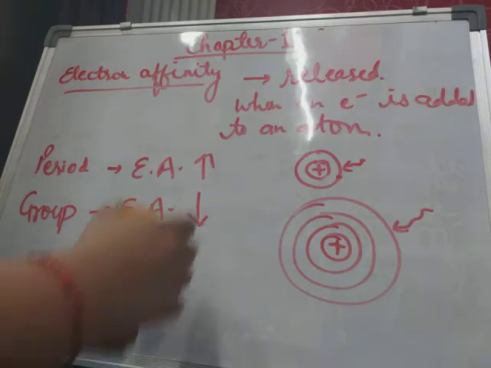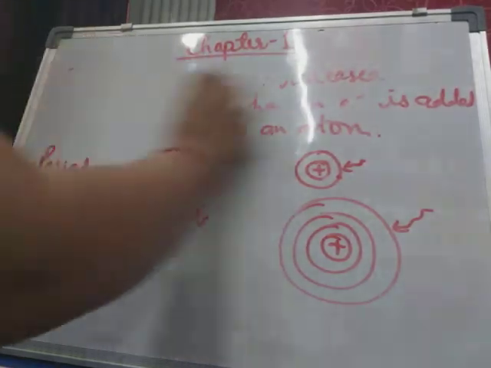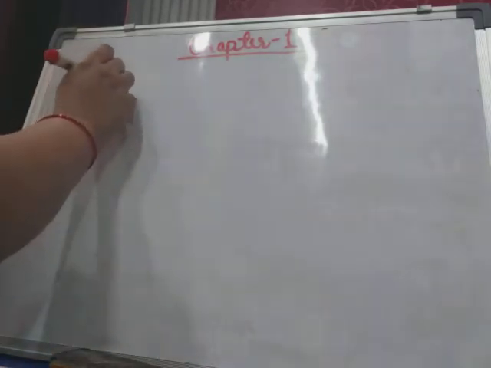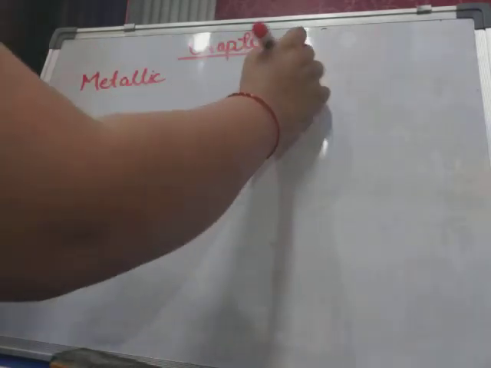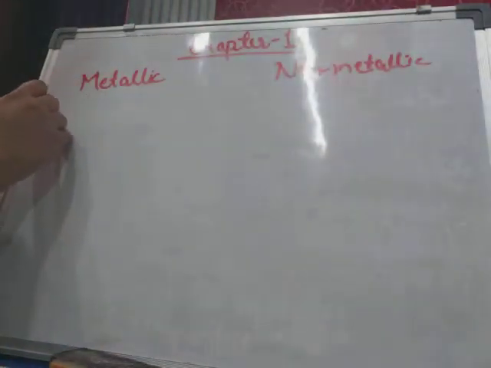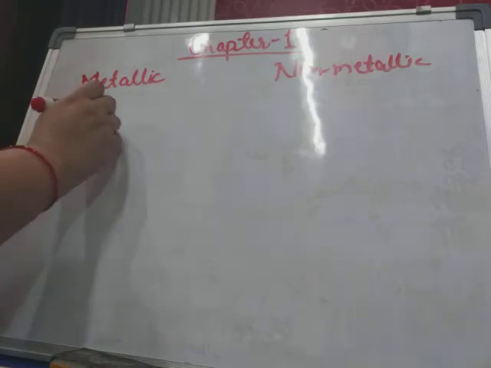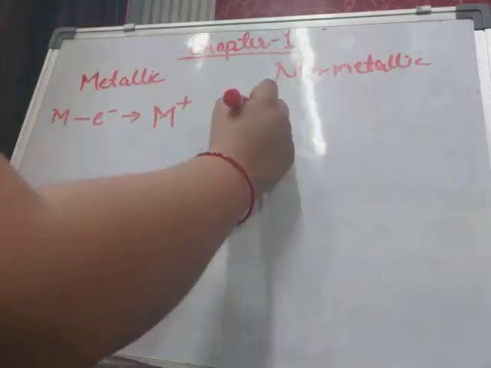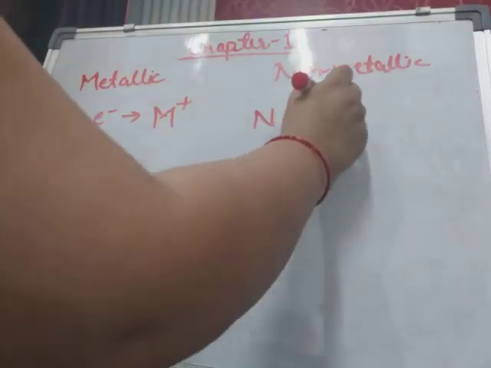Okay, now the last one is metallic and non-metallic character. See, metals are identified as they can easily lose electrons. Metals can easily lose their electrons, and upon losing their electrons, they form positive ions. Non-metals, on the other hand, can gain electrons easily and they form negative ions.